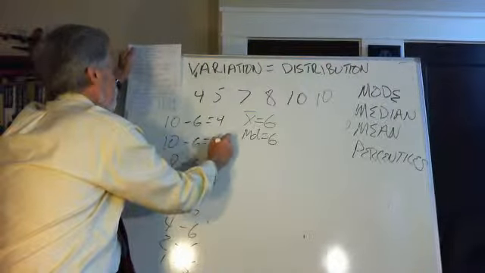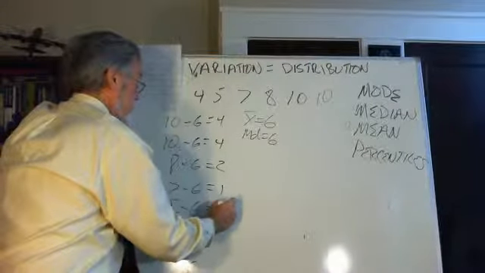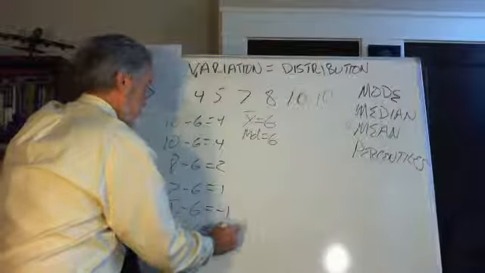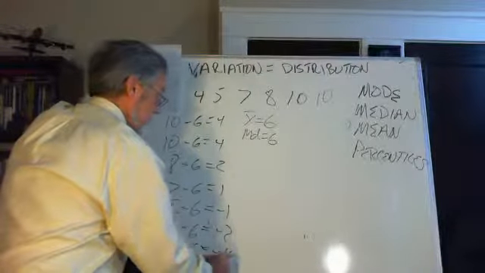This would equal 4. This would equal 2. This would equal 1. This would equal minus 1. This would equal minus 2. This would equal minus 4. And this would equal minus 5.